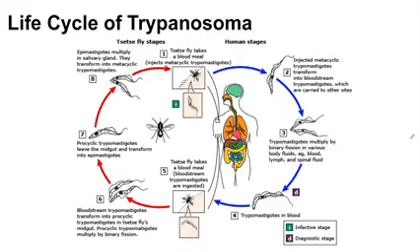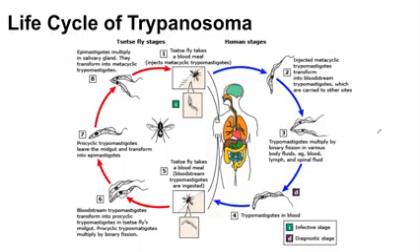Now here's the life cycle of the Trypanosoma species that causes African trypanosomiasis. We mentioned that these Trypanosoma species are carried within the tsetse fly. The tsetse fly, as we mentioned before, is located within the sub-Saharan African region, and it is commonly found in warm and shaded areas, and the tsetse fly lives for about 1 to 6 months.